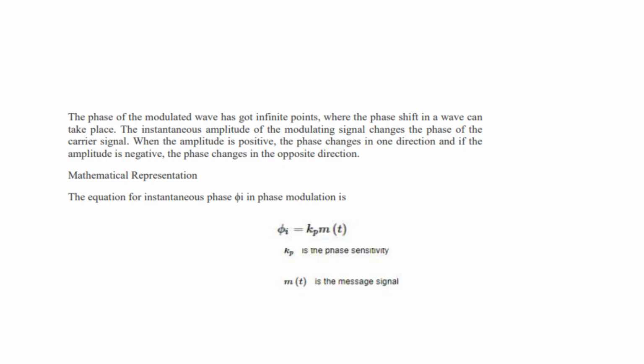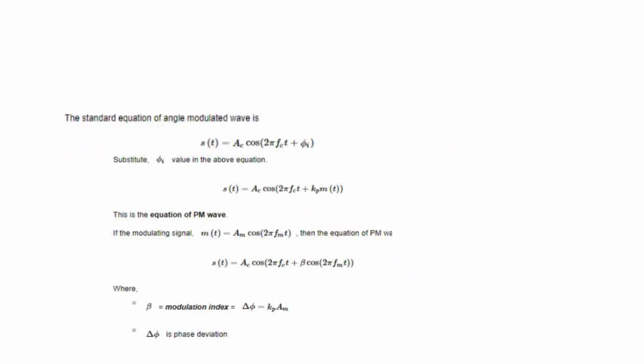Next is the mathematical representation of the phase modulated signal. First of all, consider the instantaneous phase, which is indicated by phi i. The equation for instantaneous phase in phase modulation is given as phi i equals Kp into m of t, where Kp is the phase sensitivity and m of t is the message signal. The standard equation of the angle modulated waveform is s of t equals Ac cos(2 pi fc t plus phi i).